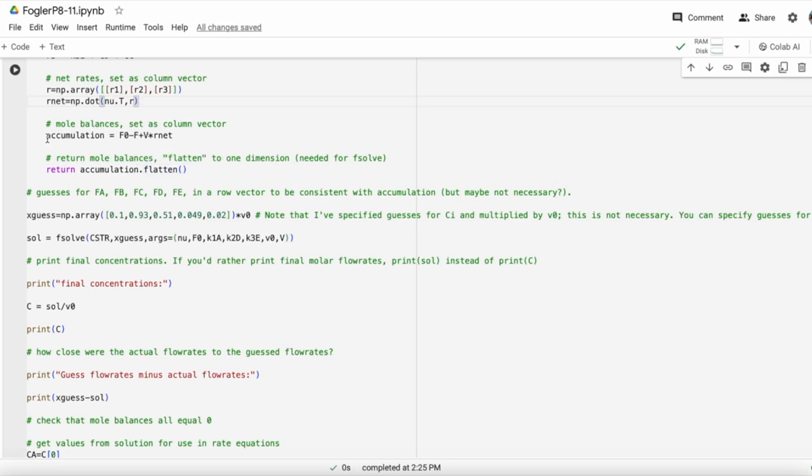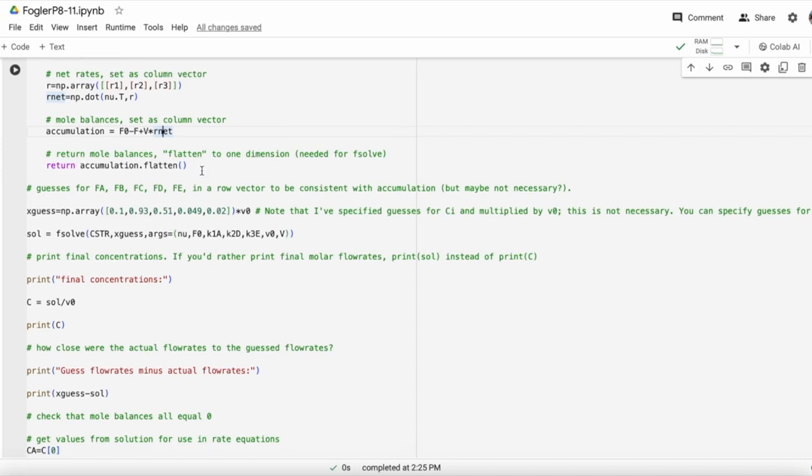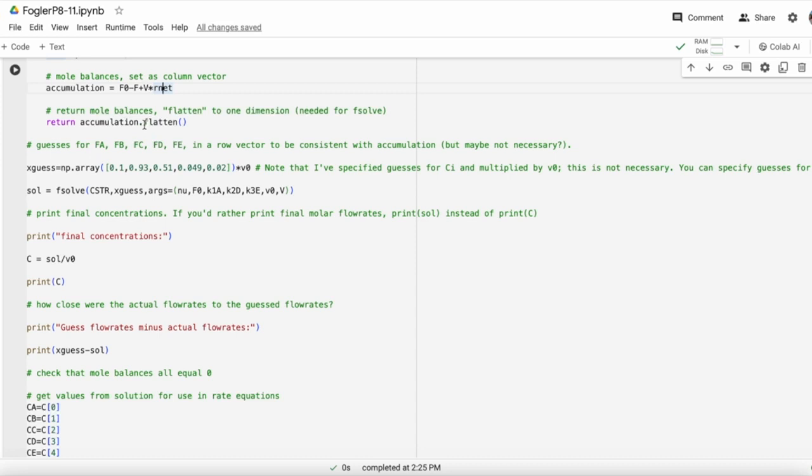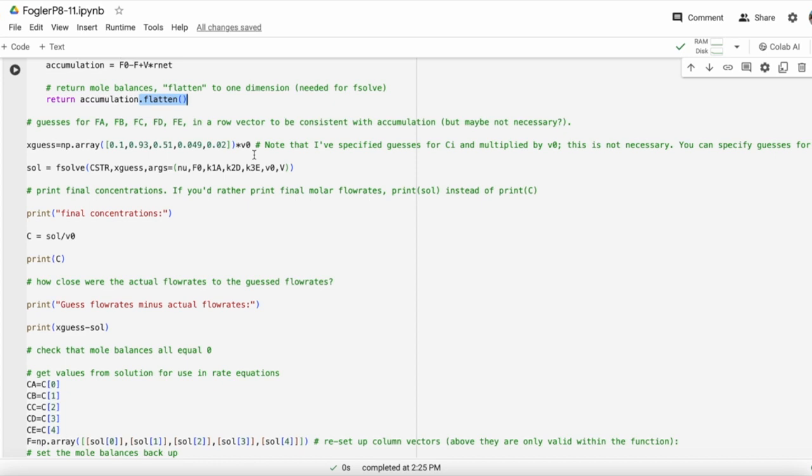I can then write my mole balances. That's going to be accumulation is equal to flow rates coming in minus flow rates coming out, plus the reactor volume times the net rate. At this point, it's going to be a column vector. So this is a column vector, this is a column vector, this is a column vector, all with 5 entries. And then I'm going to return this value, and I need to remove some of the matrix formatting in order to pass it to fsolve. You can probably just ignore that piece as long as your code is working for you.